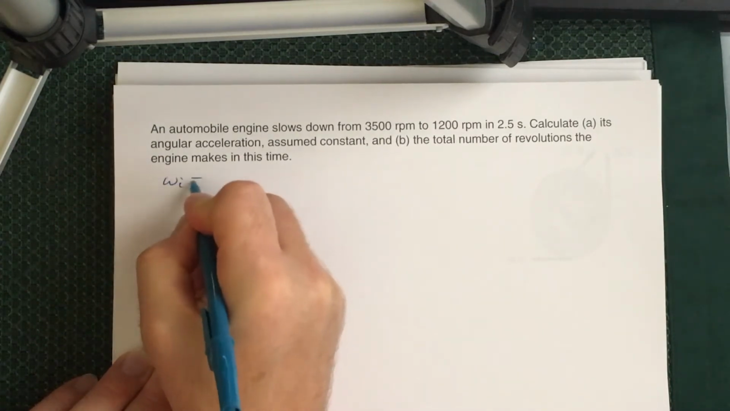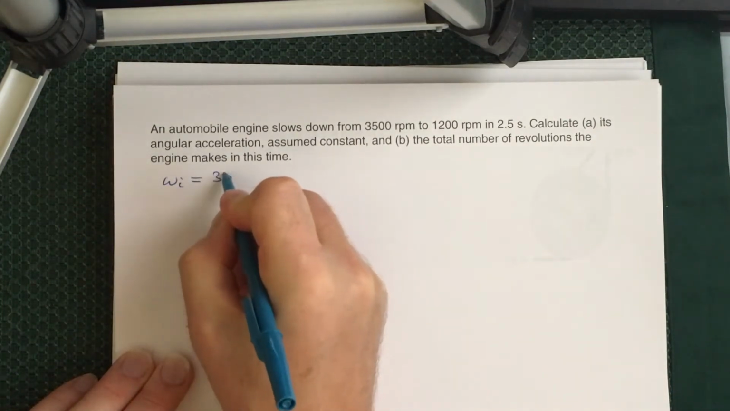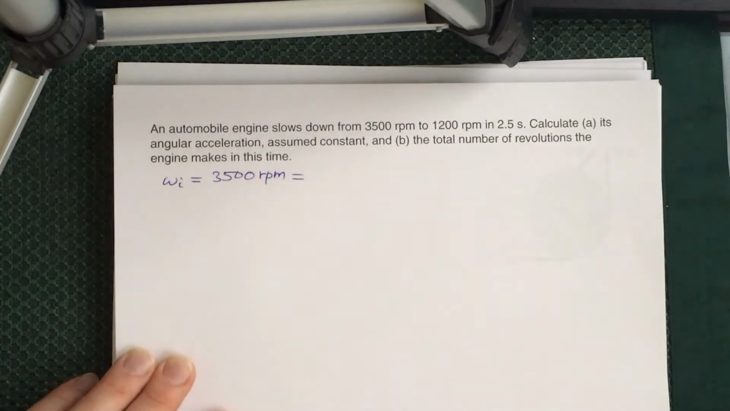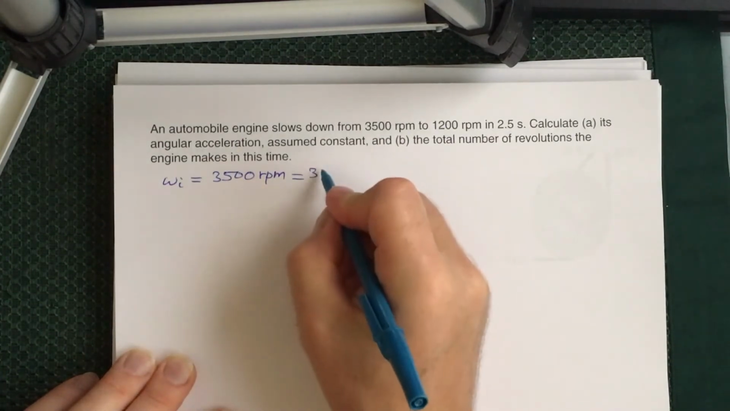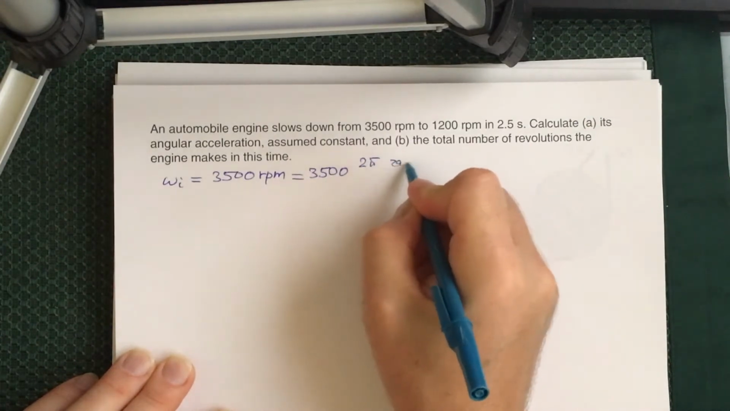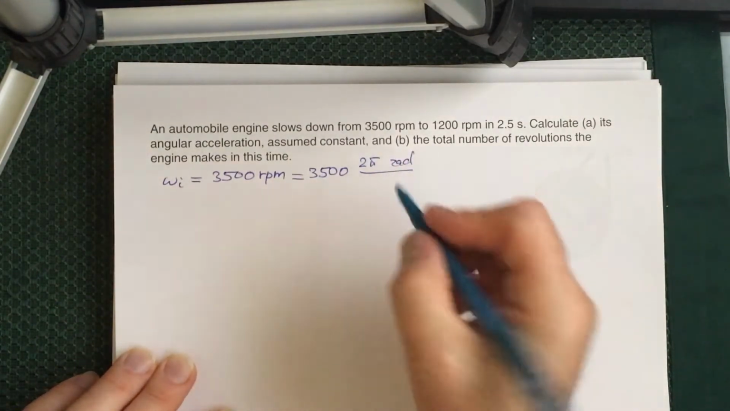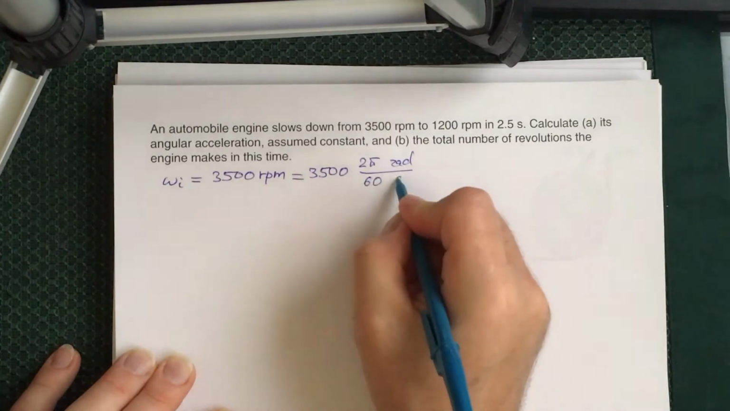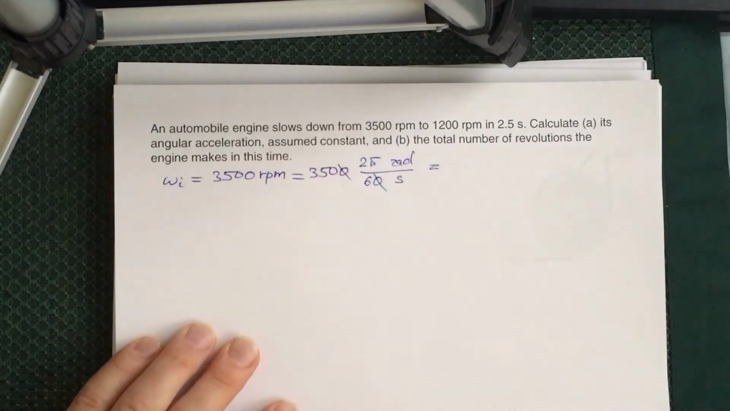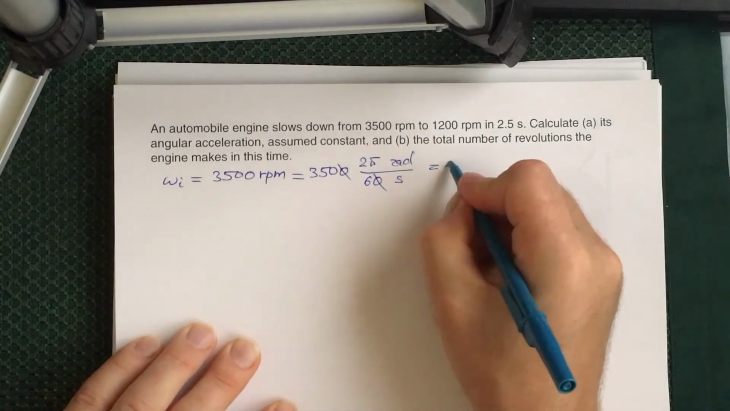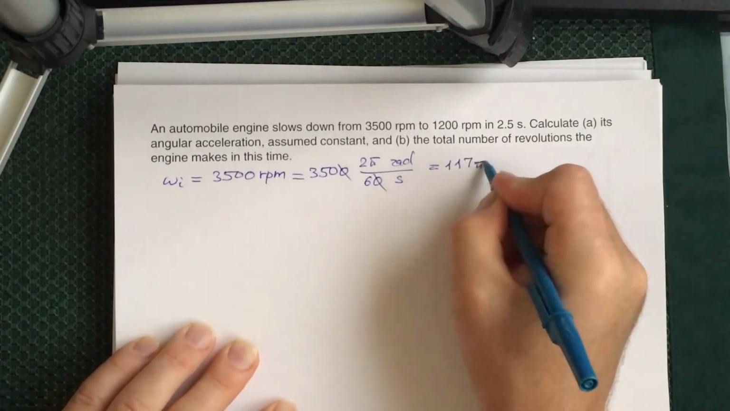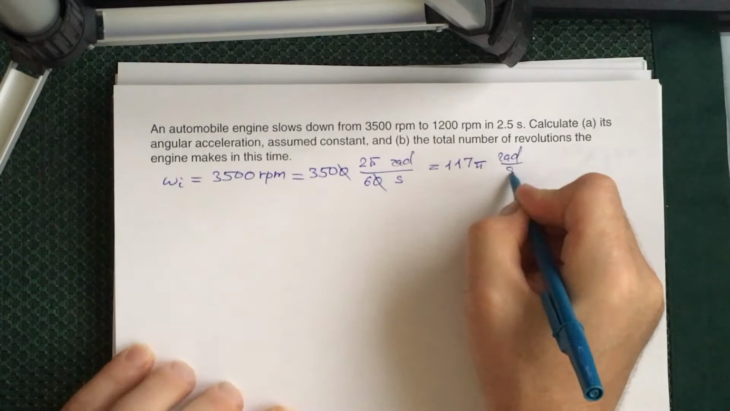So omega initial equals 3500 RPM. And you have to convert this into radians per second. How can you do this? One rotation gives you 2 pi radians, and in 1 minute you have 60 seconds. So you have to cancel this. You will have 2 divided by 6, 1/3. So you will have 117 pi radians per second roughly.